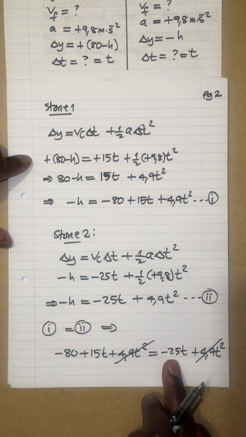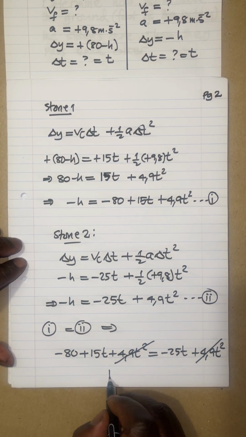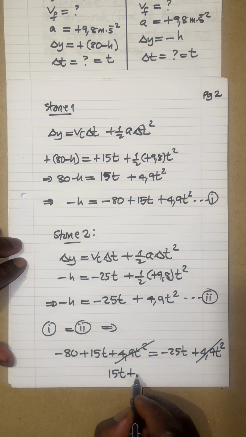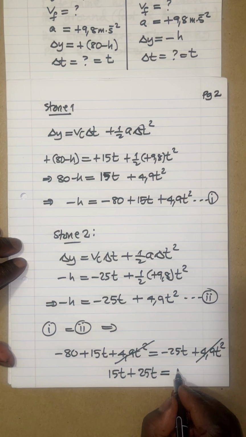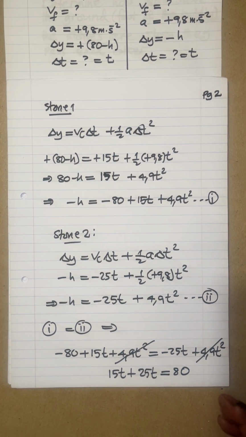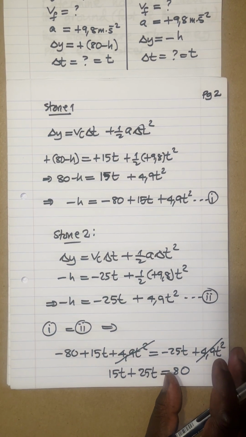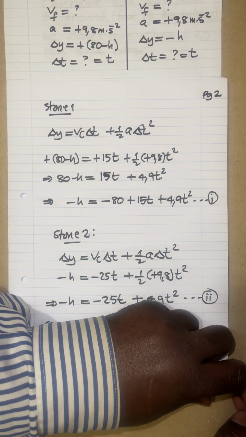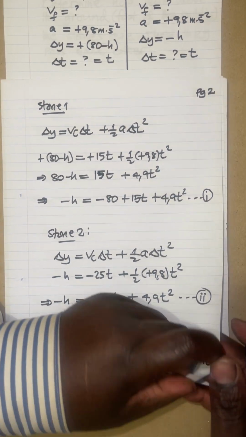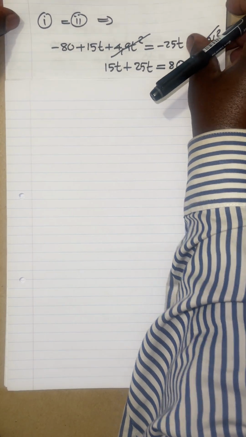And so the minus 25t should be taken to the left. We have 15t plus 25t. The minus 80 should go the other side. It becomes positive 80. Now, taking us to page 3. Remember I told you these are challenging questions. Taking us to page 3.